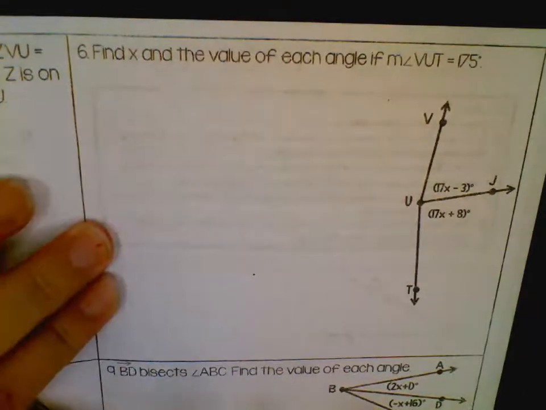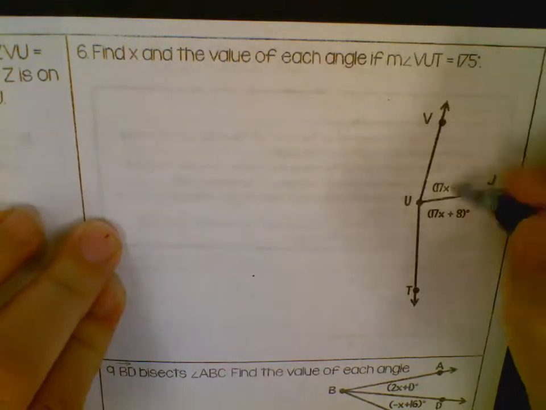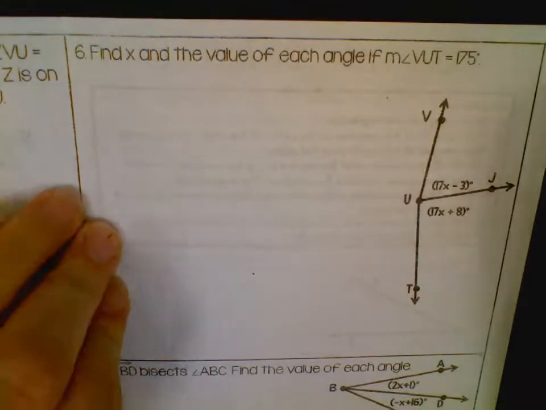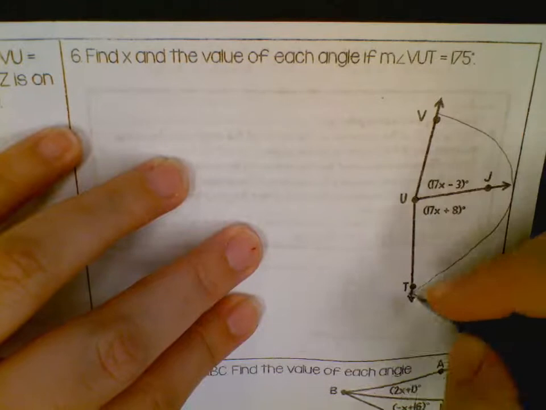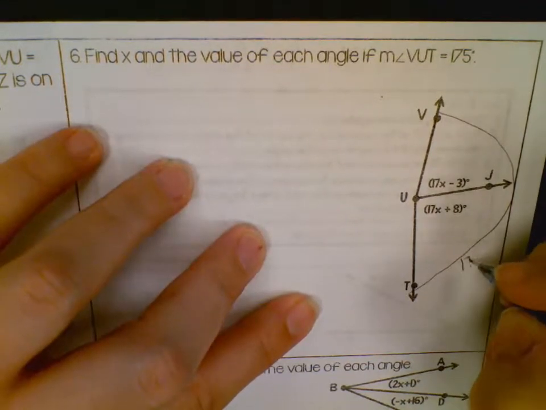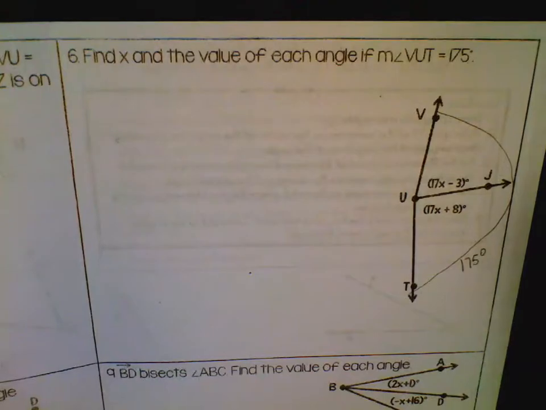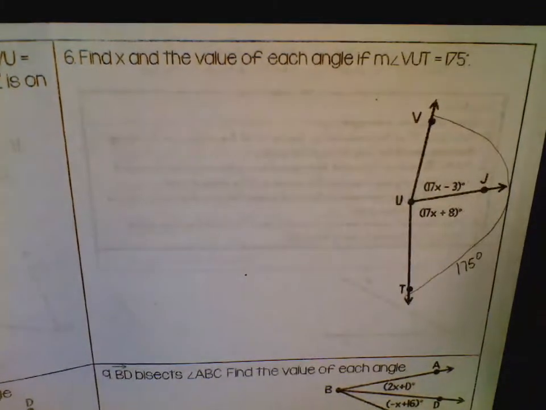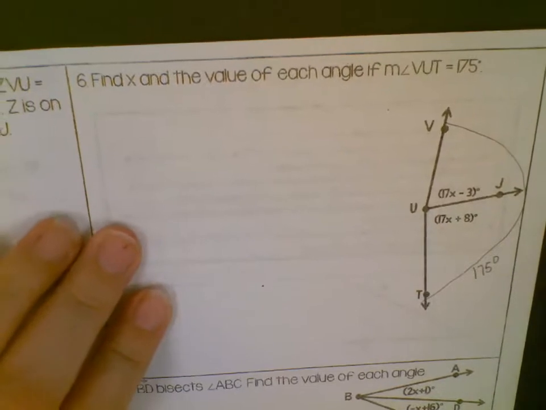So question number 6, angle addition postulate. So it says to find the value of x and the measure of each angle if VUT, so that means the whole thing, is 175 degrees. So like I did on the other ones, I usually draw a giant big arc around it to show me that that's the whole thing. If you have a different way that you think might help you, then do it that way. I know maybe not everybody does it this way, but to me it helps me keep track of what everything is.